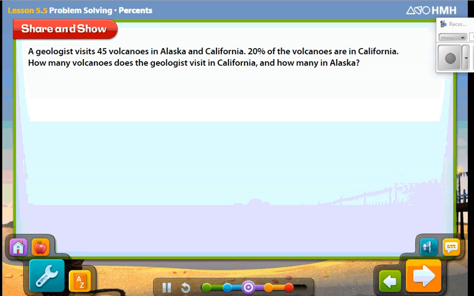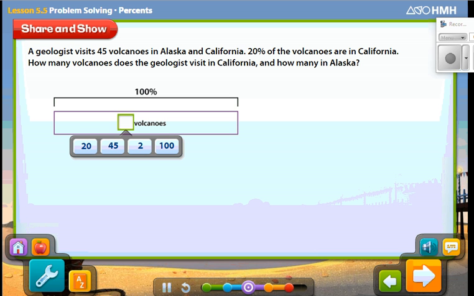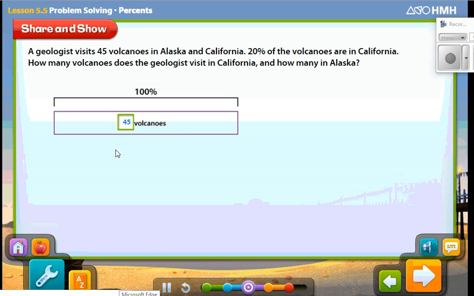A geologist visits 45 volcanoes in Alaska and California. 20% of the volcanoes are in California. How many volcanoes does the geologist visit in California and how many in Alaska? Begin by making a bar model. How many volcanoes make up 100% of the volcanoes the geologist visited? That's right. The geologist visited 45 volcanoes in all, which means 45 equals 100%.